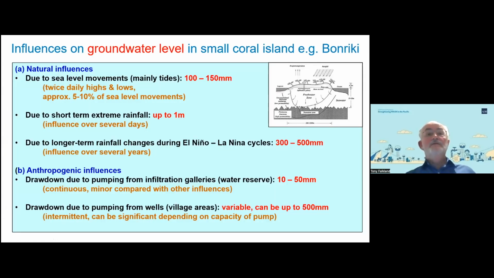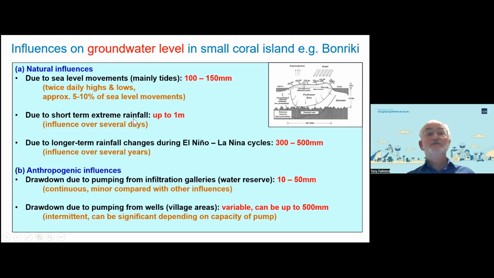And just to finish off, we'd like to look at the influences on groundwater level on a small coral island. Firstly, the natural influences due to sea level movements, mainly tides, is around about 100 to 150 millimeters, which happens twice daily with highs and lows, and that's approximately 5 to 10% of sea level movements.